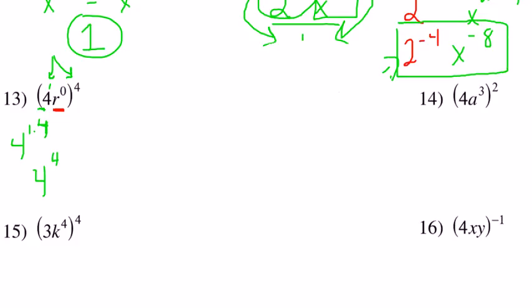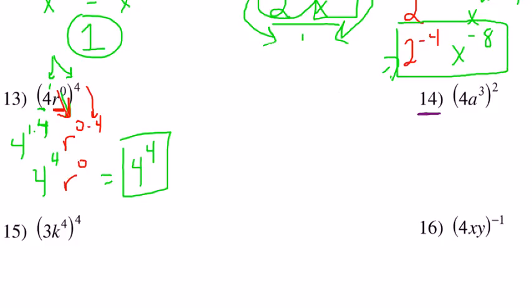Okay, well, I'm going to use the 0, as apparently I'm not writing in red anymore. So we're going to use the 0, and we're going to multiply that by the 4. 0 times 4 is just 0. Anything to the 0 power, of course, is 1. So all of this turns into 4 to the 4th power. All right, let's look over here.